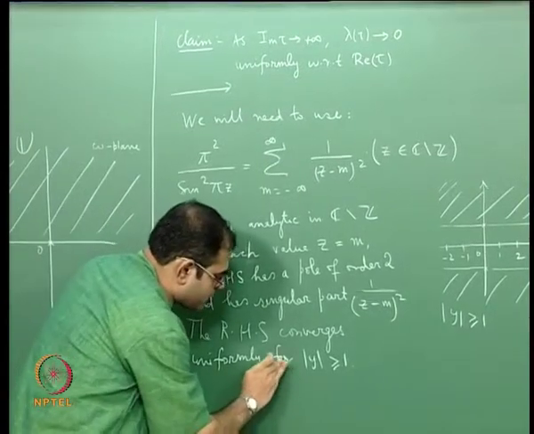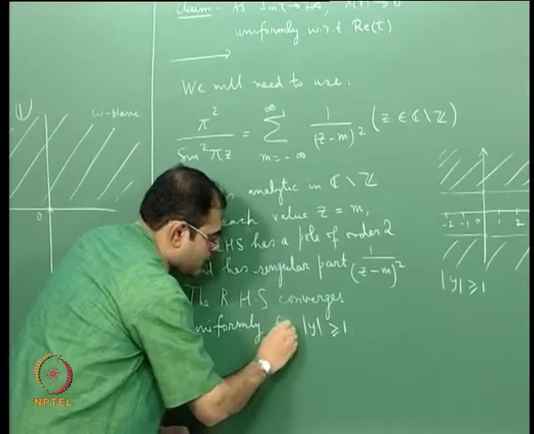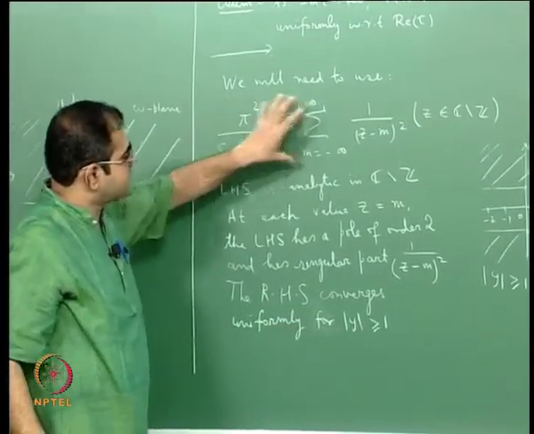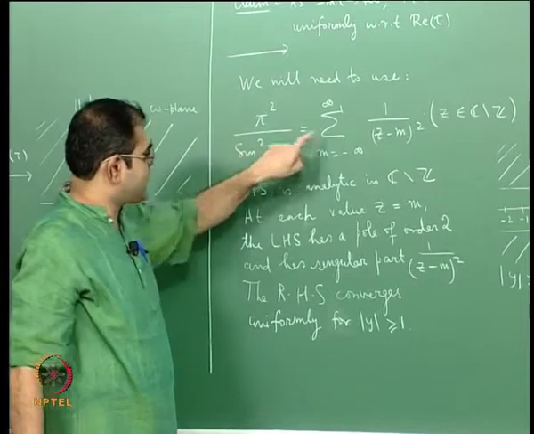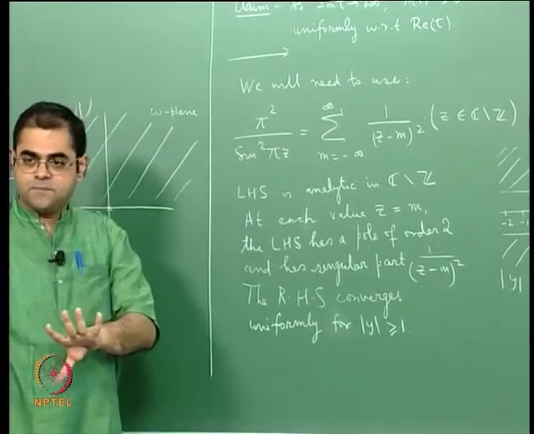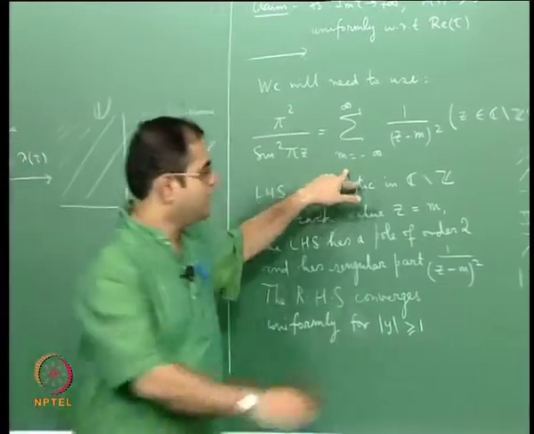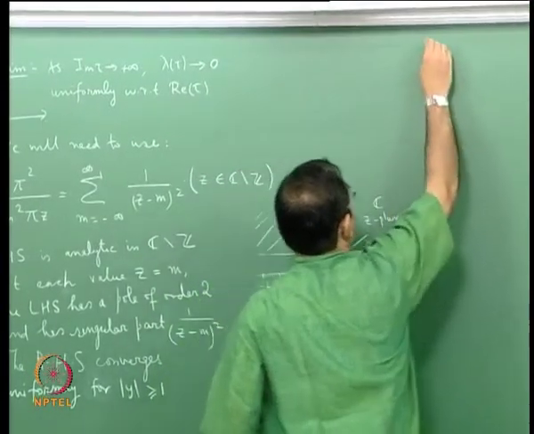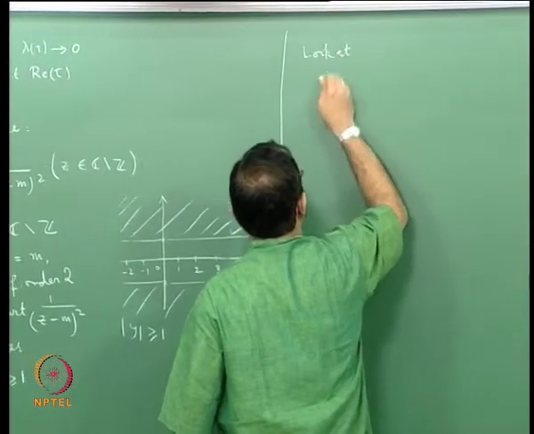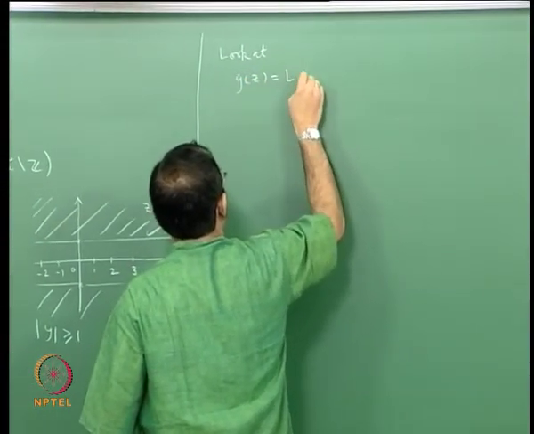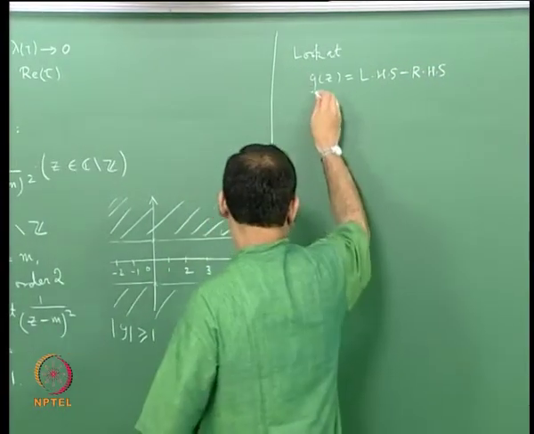Now, we want to prove the left side is equal to the right side, which is the same as trying to show that the left side minus the right side is identically 0. Now let us look at the left side minus the right side, okay. Look at g of z, which is equal to the left hand side minus the right hand side. Look at this function, okay.